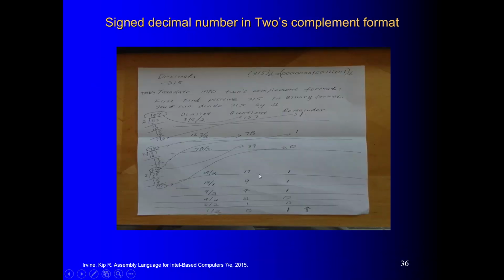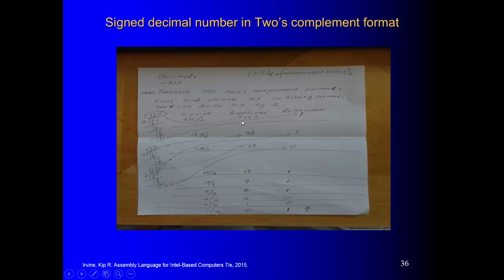I wrote a few steps here to help you understand how to get the positive 315 in binary. We have covered this in previous videos. If you forget, here I can give you a quick review. To find 315 in binary format, you divide 315 by 2. Here, this is my shortcut. 315 divided by 2, you get a quotient 157. So you copy your quotient to here. You have remainder 1, so you copy it to here.